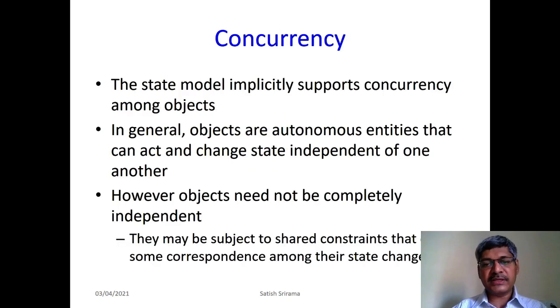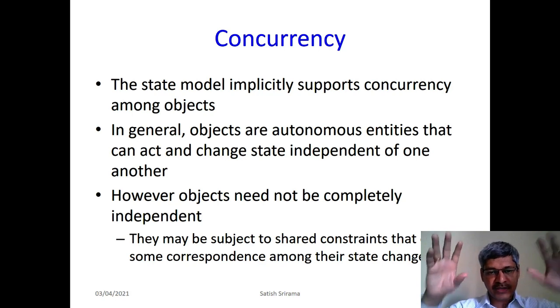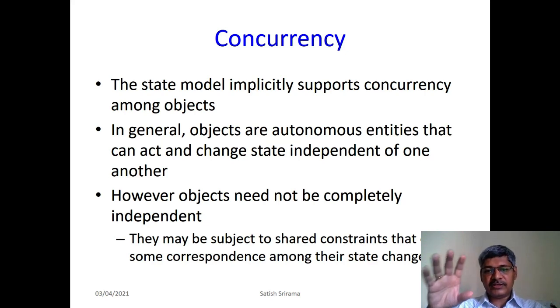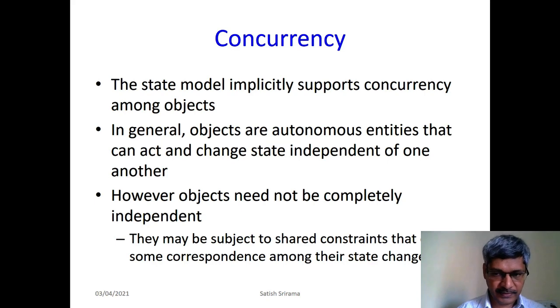The state model implicitly supports concurrency among the objects. We have already seen that at any particular time the objects can be in different states. A class will have multiple objects, and each object will be in a different state, which we have already discussed. That's how these objects work concurrently among themselves. In general, objects are autonomous entities that can act and change state independent of one another. That's what we have been discussing so far, and all the examples we have seen basically fit into this.